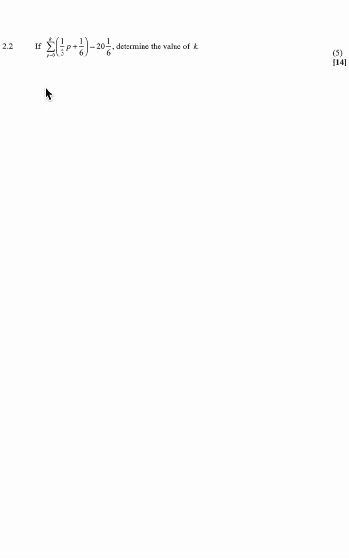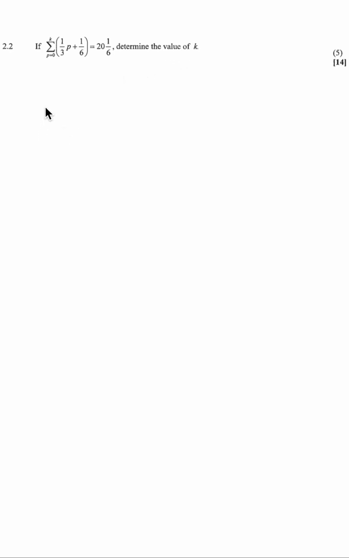Now dealing with the sigma notation. So it says if we have this, determine the value of k. So you have the sum from p equal to 0 up to k of 1/3 p plus 1 over 6. The sum should be equal to 20 and the sixth. So we want to determine the value of k.